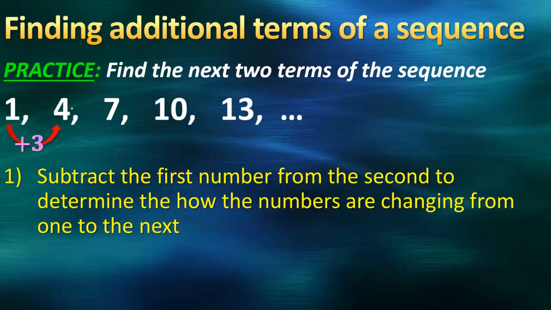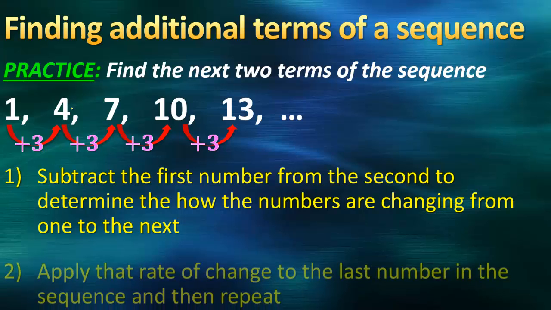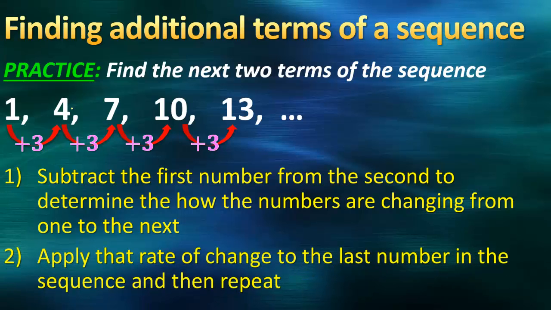And if this is truly an arithmetic sequence, all these numbers will be increasing by 3 each time. So 4 plus 3 is 7, which is true. 7 plus 3 is 10. 10 plus 3 is 13. But we need to find the next two terms. So we apply that rate of change, that plus 3, to the last number in the sequence, and then we'll repeat. So 13 plus 3 is 16. And then that 16 is now the last term, so we add 3 again, which is 19. So 16 and 19 are your next two terms of the sequence.